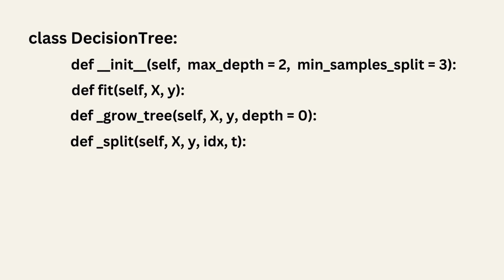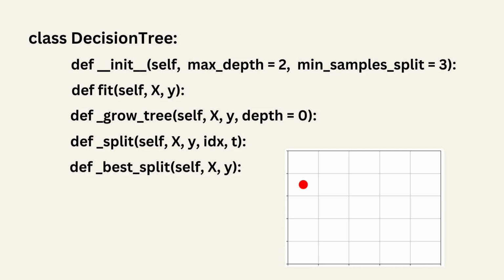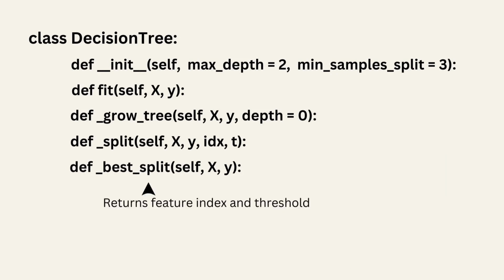Next, we have the underscore split method, which takes inputs, labels, feature index, and threshold to split the given data into 2 nodes. The next method is the underscore best split method. Here the actual calculation of Gini impurity and finding the best values of feature index and threshold occurs. This method takes time as it traverses through each feature and each instance to find best values of feature index and threshold. Once we find it with minimum Gini impurity, we return these 2 values.